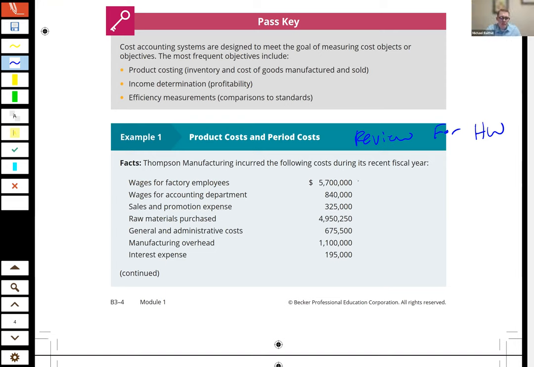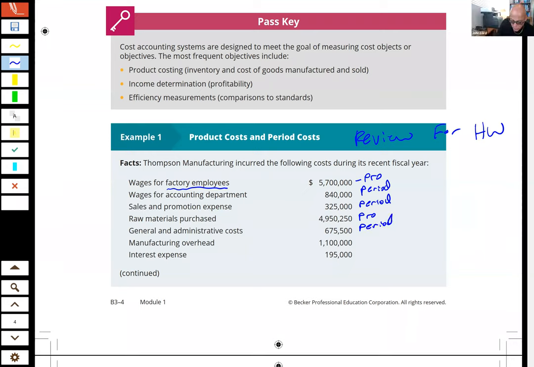Product? Yeah, that's going to be a product cost because what's the key word there? Factory, right? Wages for the accounting department. What do you think? Period. Good. That's going to be a period cost because that's an administrative cost, right? How about sales and promotion expense? Period. Good. How about raw materials purchased? Product. Okay. How about general administrative cost? Period. Good.